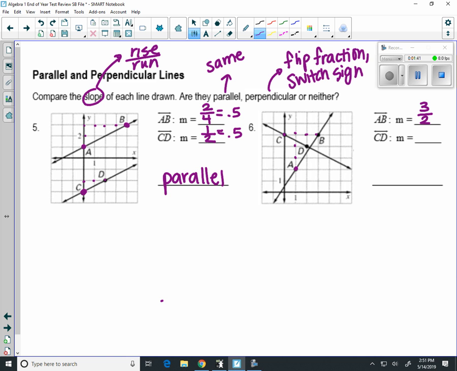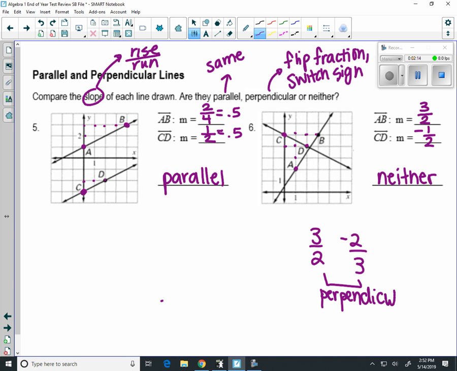For CB, we're going to start here at C. I'm going down 1, right 2. So down is going to be negative. So those are opposite signs, but the fractions are not flipped. So we would say neither here. If we had a fraction of 3 over 2, to have a perpendicular slope, it would be negative 2 over 3. Those would be perpendicular. Just to review what that would look like before we go on to the next problem.